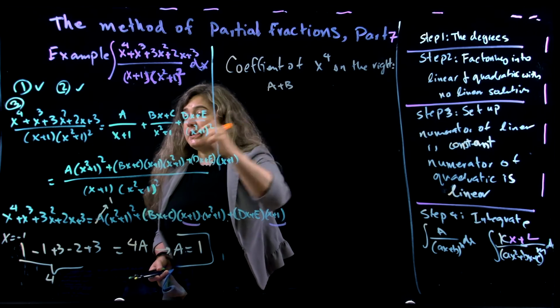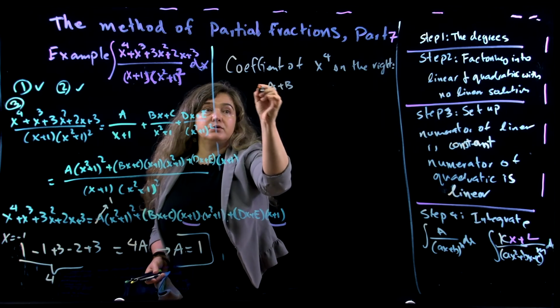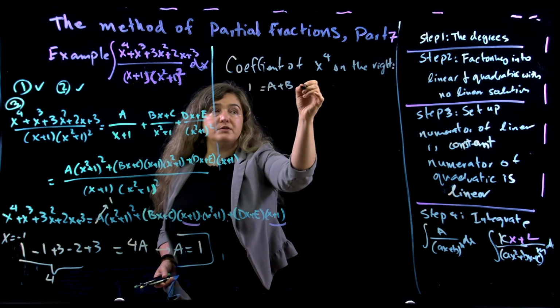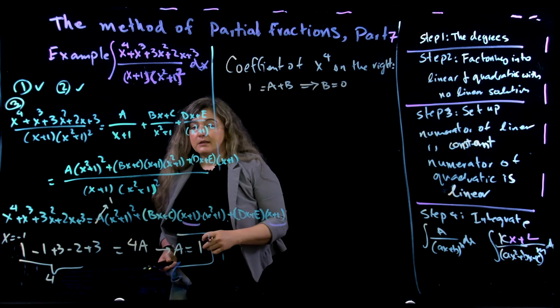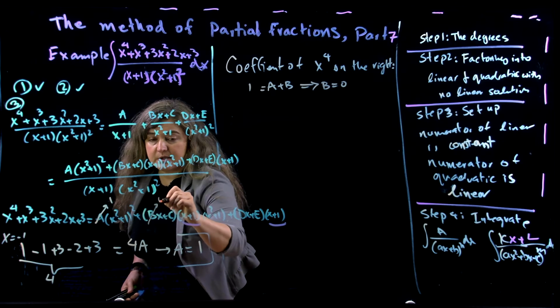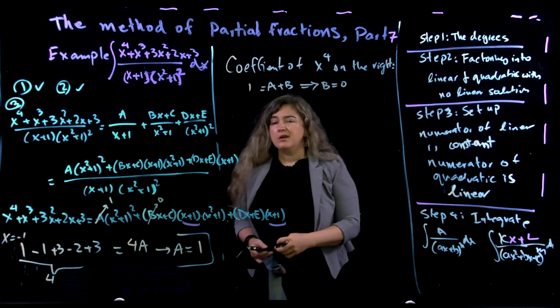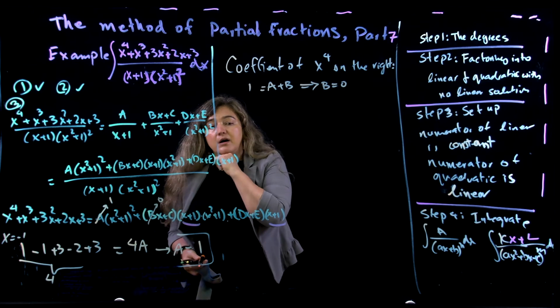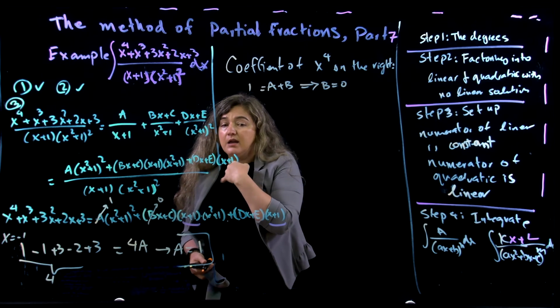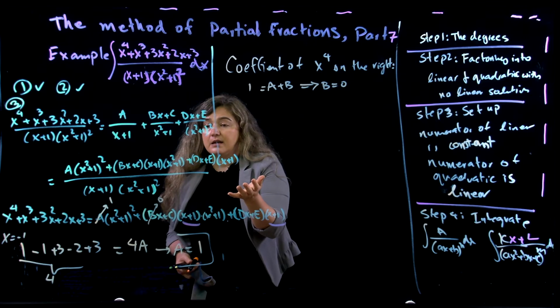A plus b, the coefficient on the left is equal to 1, and a was equal to 1, so b is equal to 0, basically. So I figured out this one is equal to 0. That simplified things a little bit, didn't it? Now, what else can I figure out of this?